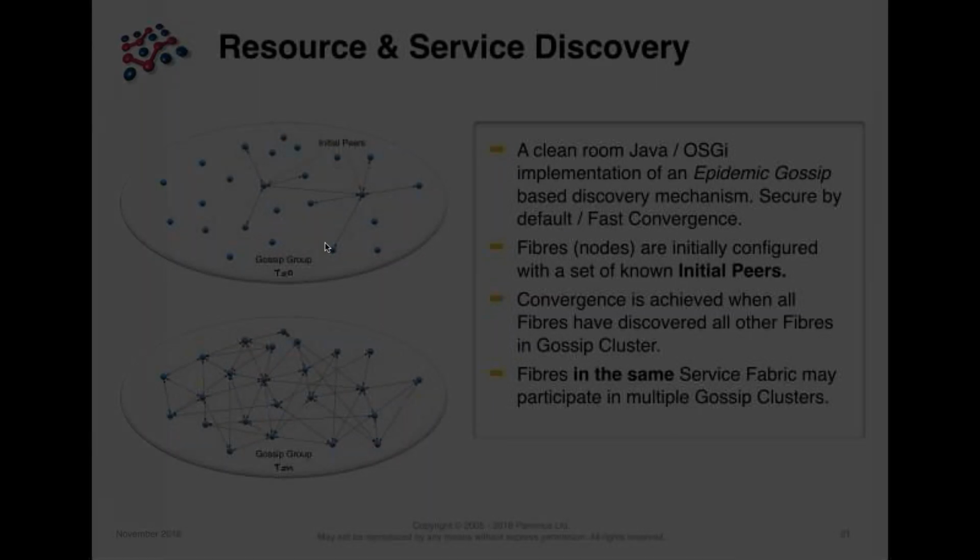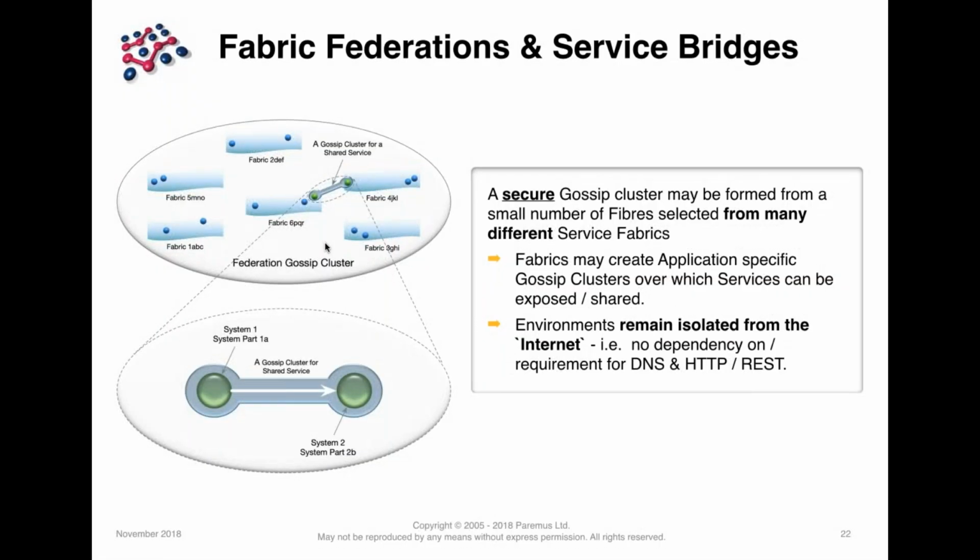Okay. Now, what we can do is extend this concept to multiple fabrics, where a subset of fibers in each fabric participate in a shared federation gossip cluster and enable resources and services to be optionally visible to that federation cluster. The other thing we can do that we're showing here is bridge services between fabrics. So we can allocate several fibers in one fabric and several fibers in a separate fabric to be in the same gossip group. And across that group, we can export services.